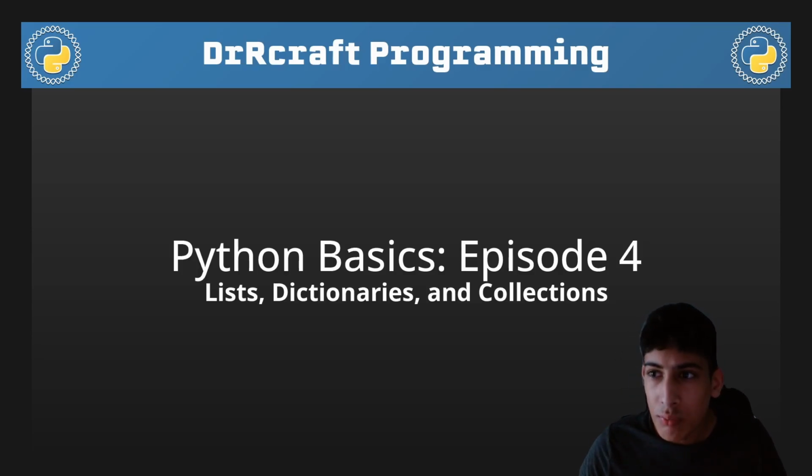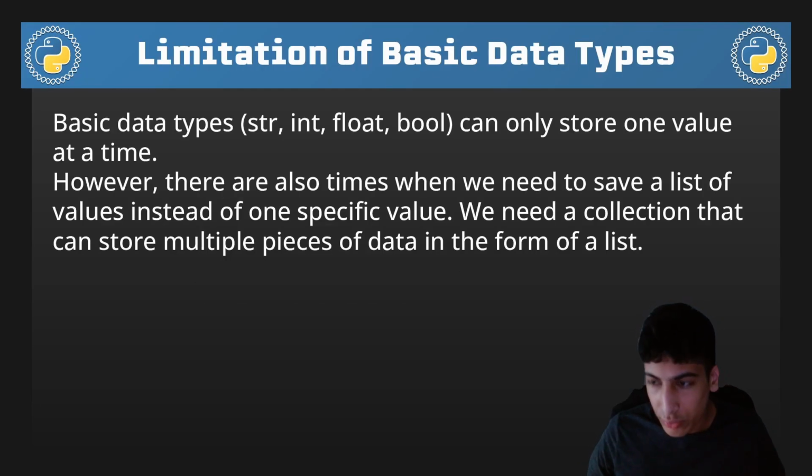In this video, we'll learn how to store multiple pieces of data in a single place, making use of collections like lists and dictionaries. So currently, we only know about basic data types in Python like strings, integers, floats, and booleans. However, the problem with these data types is that they can only store one value at a time.